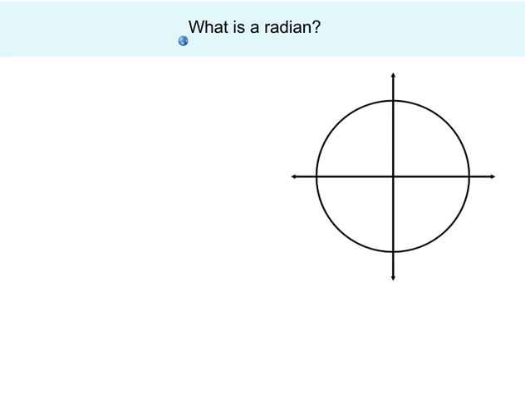So before I start that, I really would like to explain what a radian is. We're used to measuring angles in degrees. Another unit of measure for angles is radians. It's no different than feet are to centimeters. It's just a different unit, a different way of measuring the same angle.